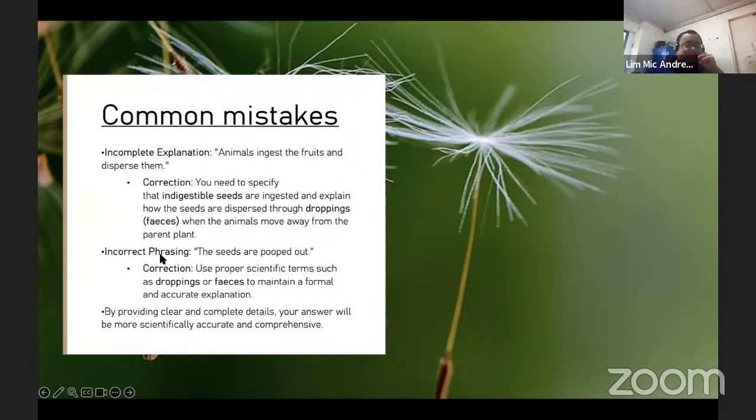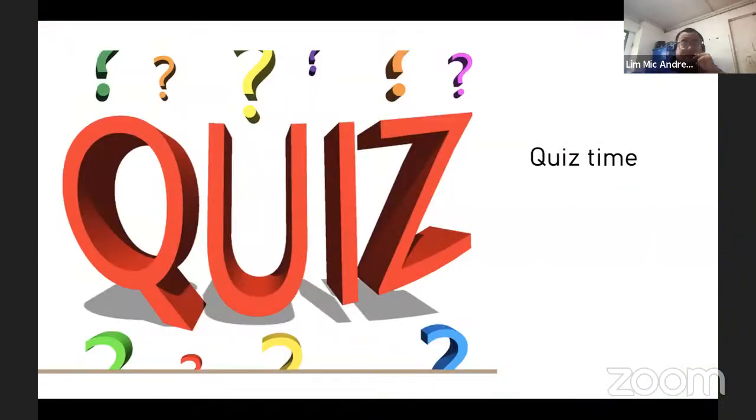The next wrong thing is saying the seeds are pooped out. We have to use a proper science term, like dropping of feces, to maintain a formal and accurate explanation. By providing clear and complete details, our answer will be more correct and more comprehensive. With that, I have completed this summary of chapter 2 on the ESs.